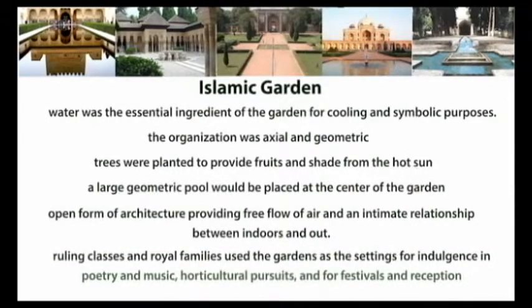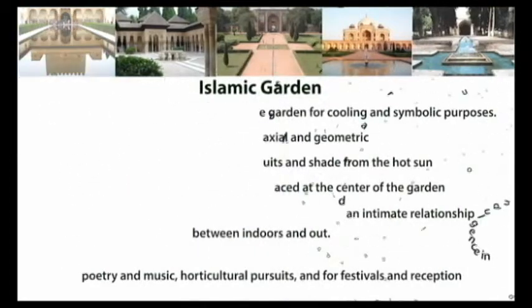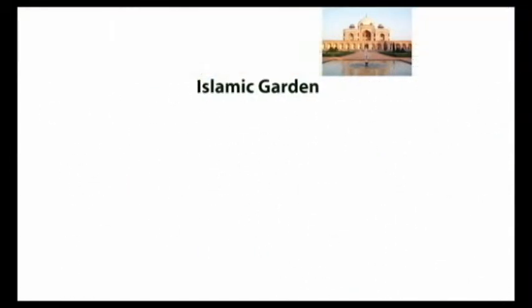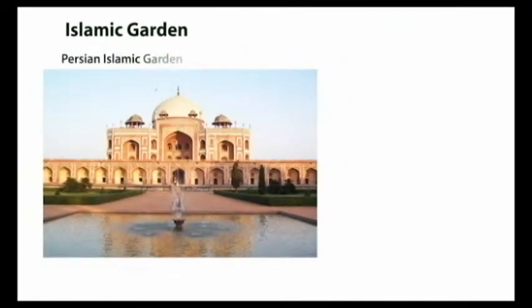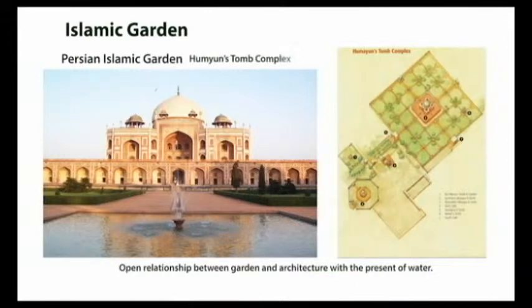Ruling classes and royal families used the gardens as settings for indulgence in poetry and music, horticultural pursuits, and for festivals and receptions. Examples of Islamic garden is the Persian Islamic garden. The Persian Islamic garden focuses on open relationship between the garden and the architecture with the presence of water. An example of the Persian Islamic garden is the Humayun Tomb complex.